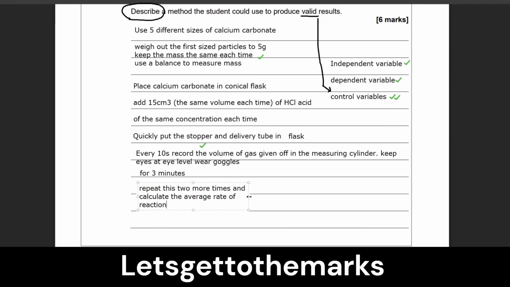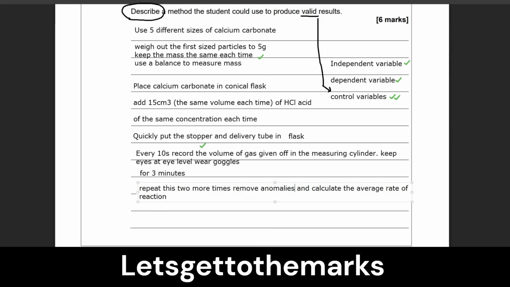Now, you might not have to talk about this. They just like the word repeat. So I'm going to say repeat 2 more times. We might say remove anomalies and calculate the mean or average rate of reaction by, I'm putting how to do it, you probably don't need to put this, by dividing centimeter cubed by time. So what I can do is find out how many centimeter cubed are given off every second.